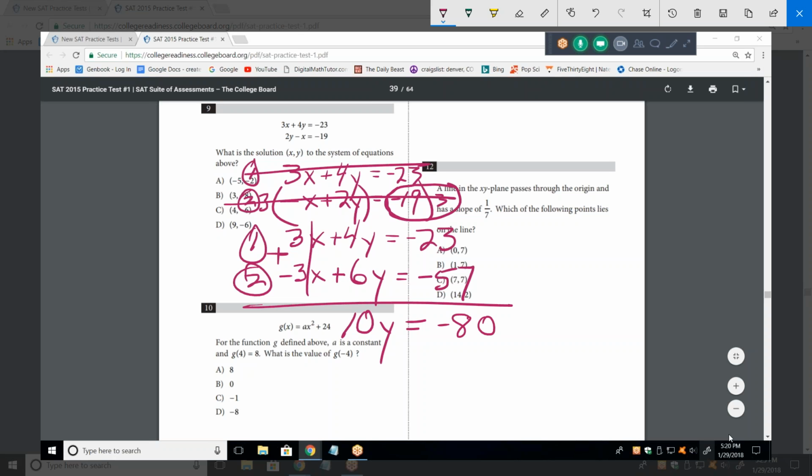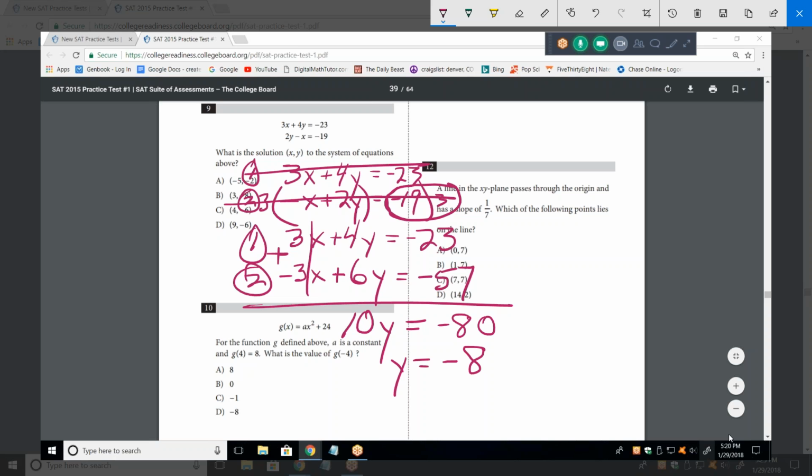And remember, you can't use your calculator, so you've got to be able to do that by hand, at least on that level. They're not going to ask you much harder than that, but you got to be able to do that by hand. So what's y equal to? Negative 8.